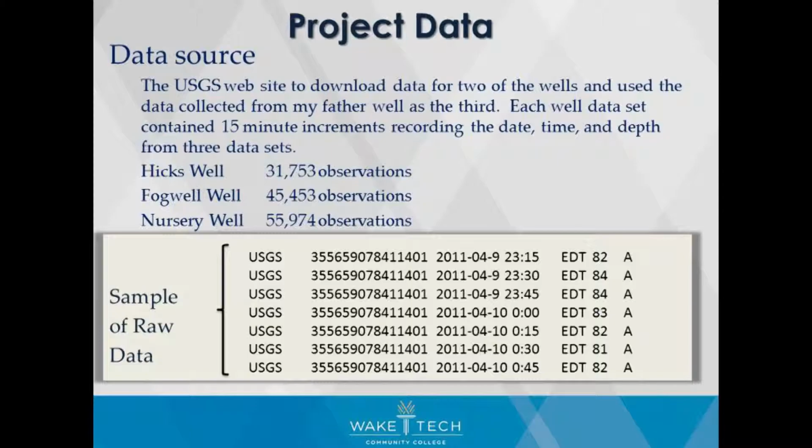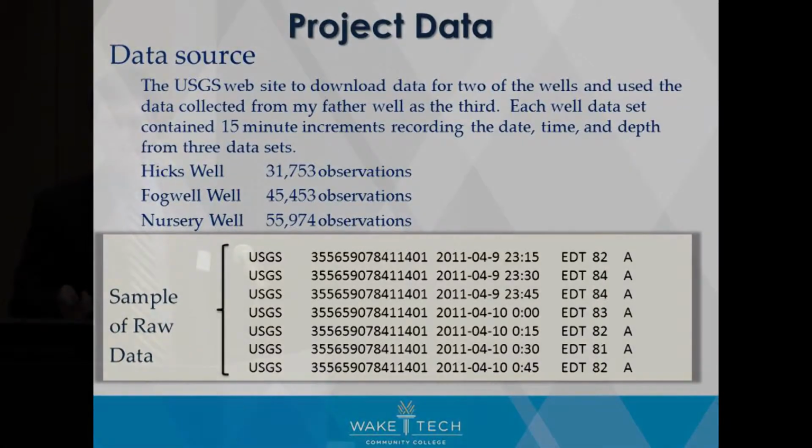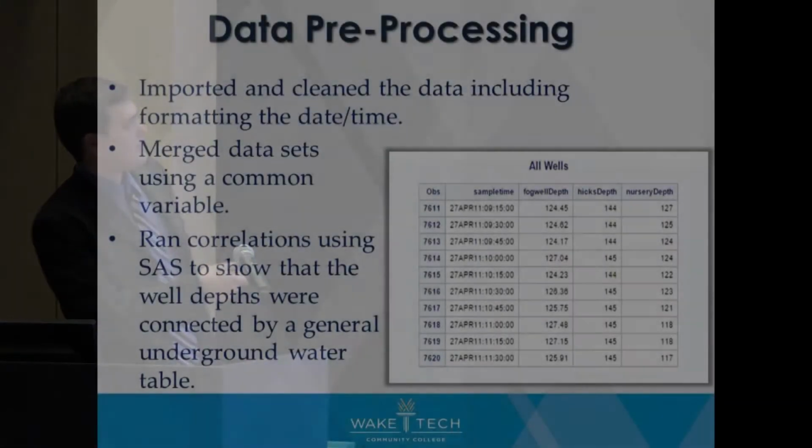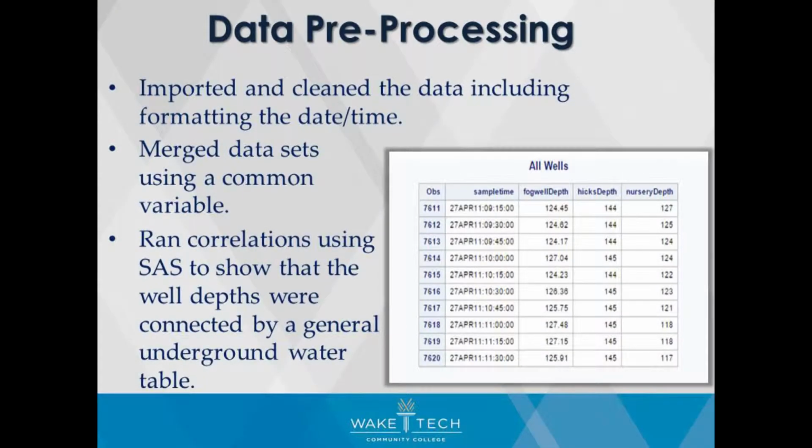Our well is the Fogwell well. We had 45,000 observations. The nursery well is about a quarter of a mile away from our house, while our two wells are only probably 100 yards apart. The nursery well has 55,000 observations. Below, you can see the data. That's the raw data that I got from the website.